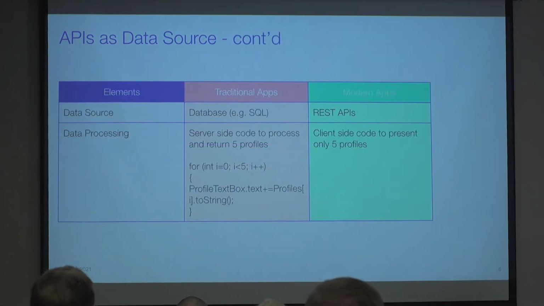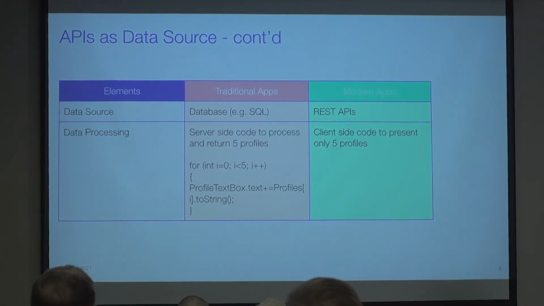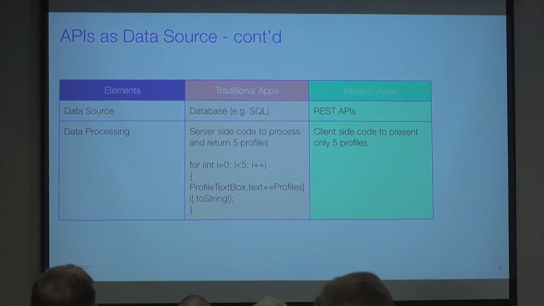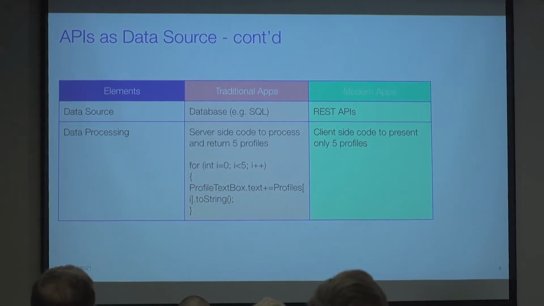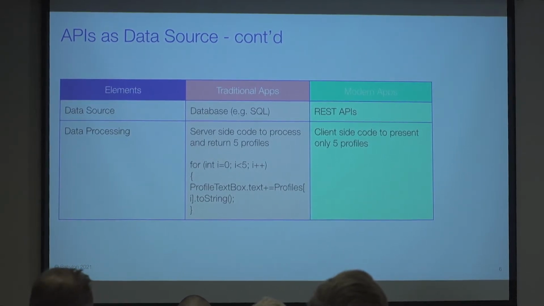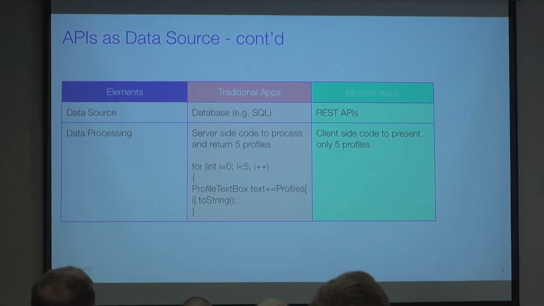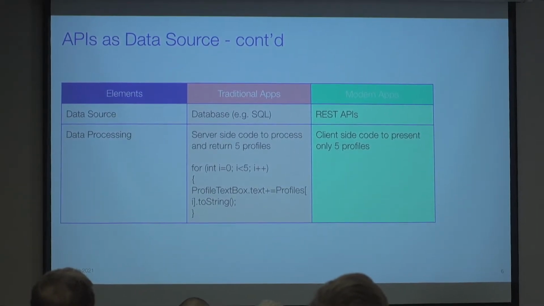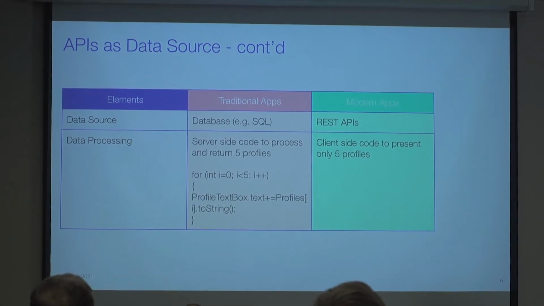And the processing happens on the server side. So instead of the SQL processing the data, you'll have the server process and return it. The data processing before the data is returned to the front end happens on the server side, right? So if you look at the traditional app, it will probably be a loop, if you're doing object-oriented programming, to take file profiles and return it.